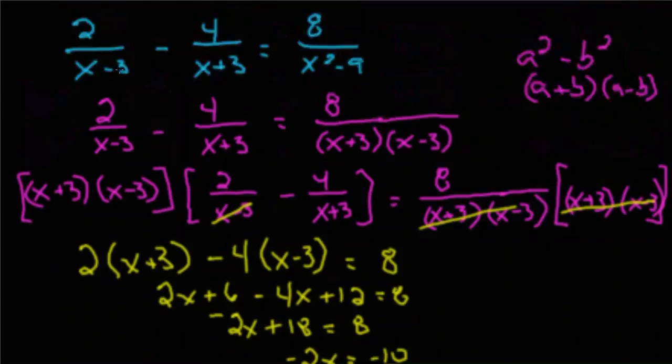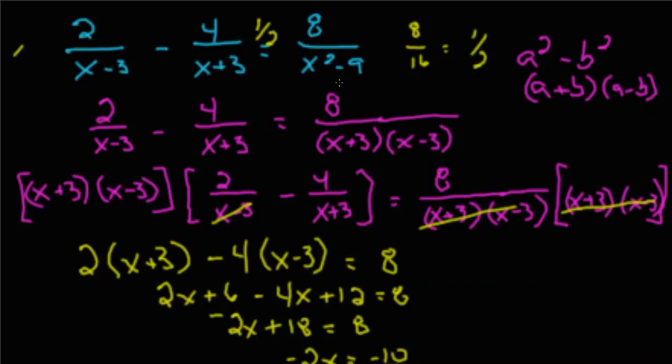So 5 minus 3 is 2, so that 2 divided by 2 becomes 1. Then we'll have 5 plus 3 is 8, so 4 over 8 becomes a 1/2 here. So 1 minus 1/2 equals 1/2. And then 5 squared is 25 minus 9, so that's 16. So that gives us 8 over 16, which equals 1/2. So 1/2 equals 1/2, so that checks out.